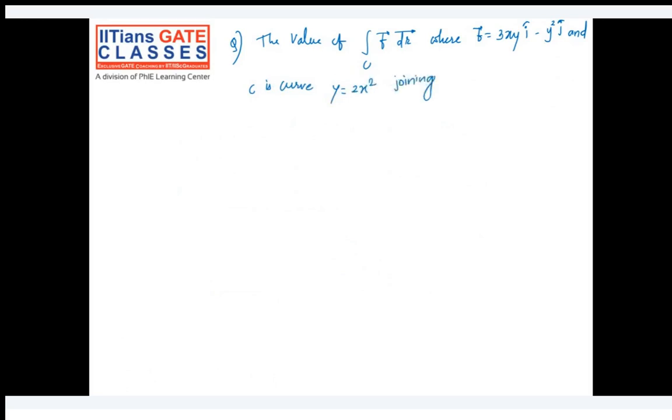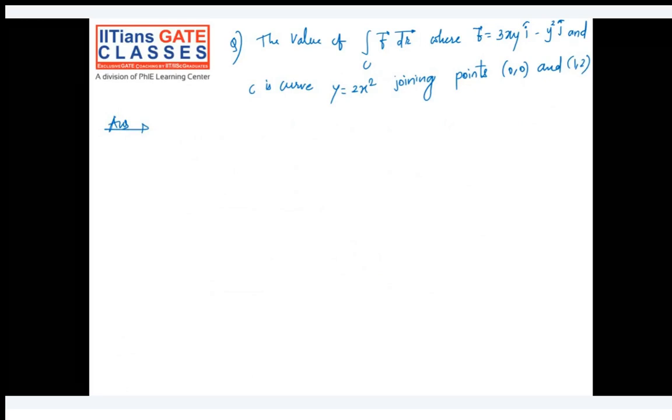What they're asking is to find the value of the integration over curve C f bar dr bar, where f bar is given, that is 3xy i minus y square j, and C is the curve y is equal to 2x square, joining the points (0, 0) and (1, 2).